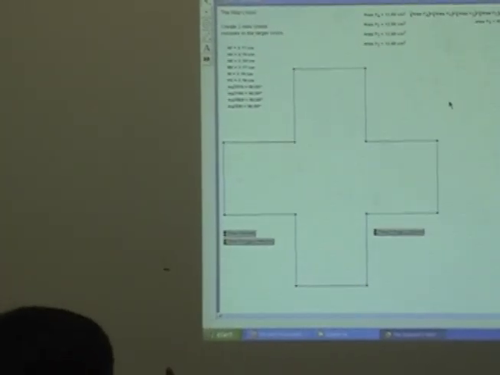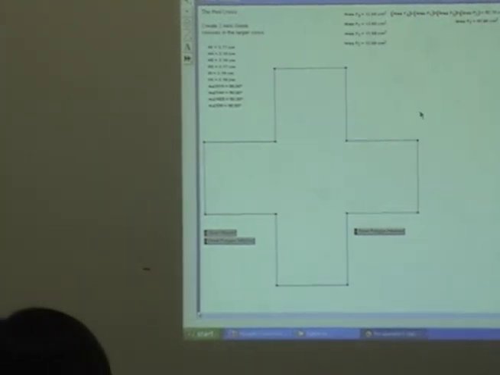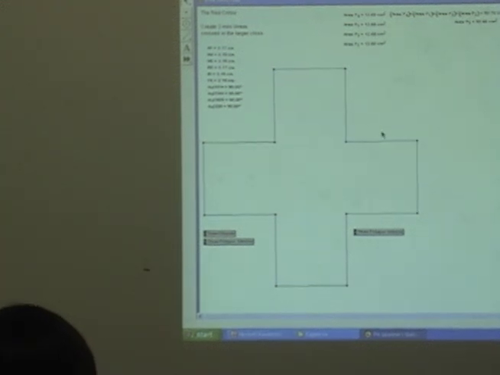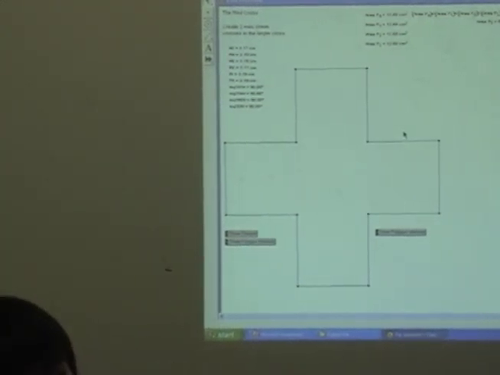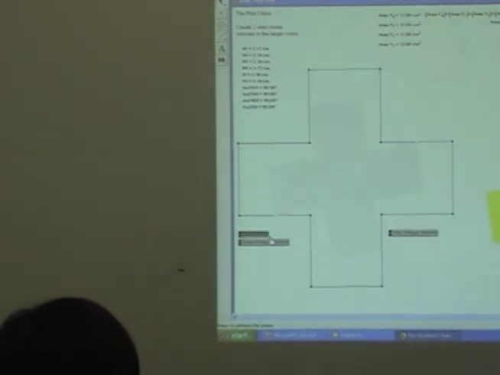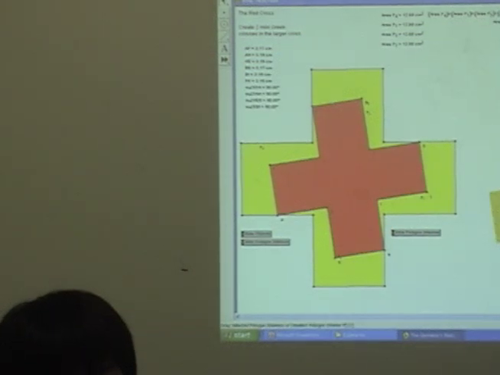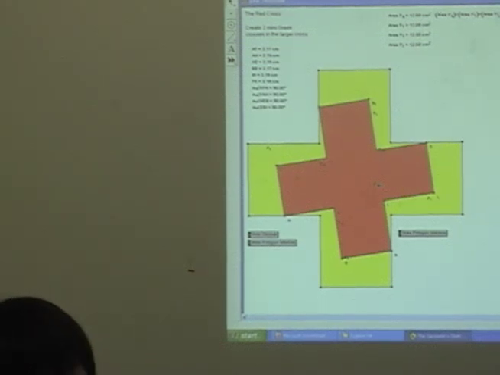In order for me to go through this, I had to first define what a Greek cross was. It was 5 squares practically latched onto each other. So this is the solution I got, and if you put it right here, it'll correspond.